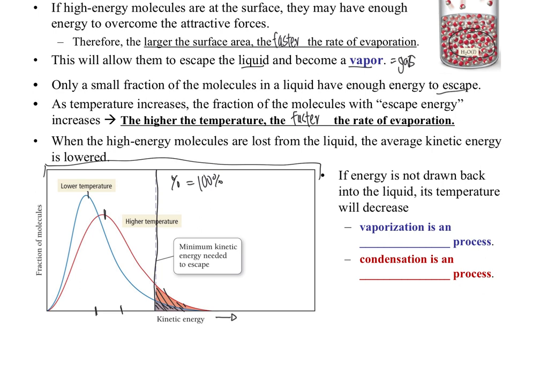Once those molecules escape from the liquid, they took their kinetic energy with them. So energy gets lost from the liquid, and the kinetic energy of the liquid is lowered. Unless you continue to add energy into the liquid, the temperature will decrease, because vaporization is an endothermic process, so it requires energy to be added to the system, whereas condensation, which is the opposite process, is exothermic, and it releases energy.